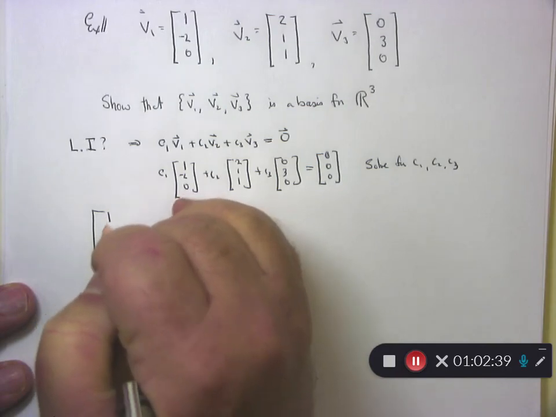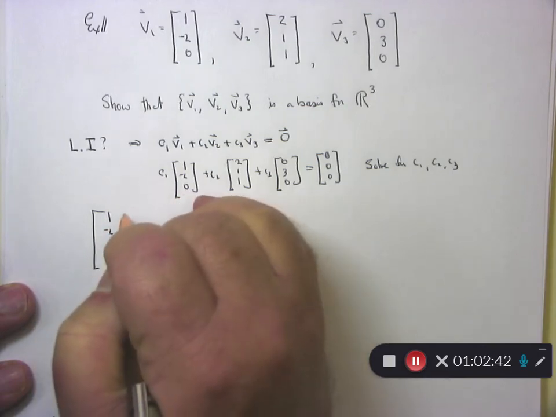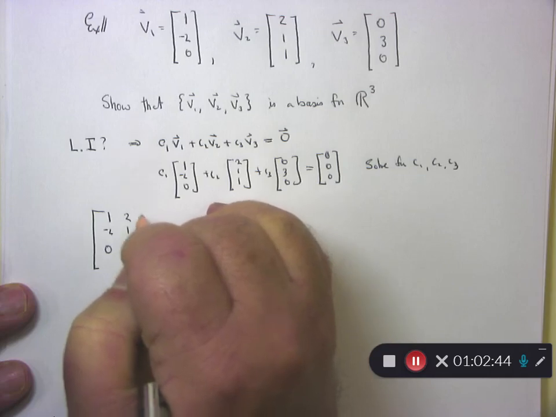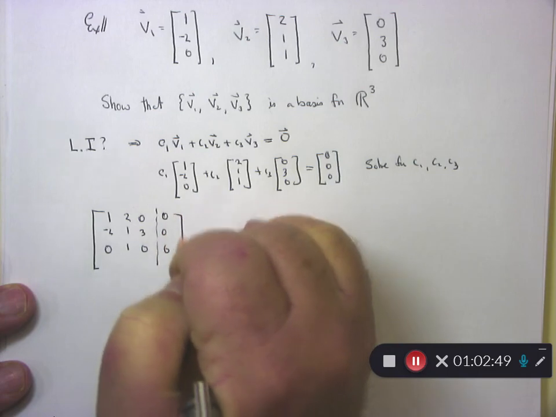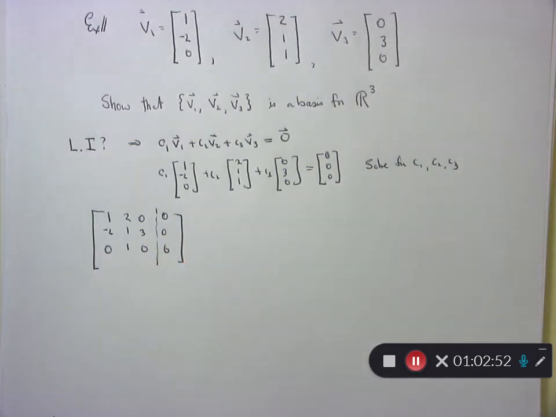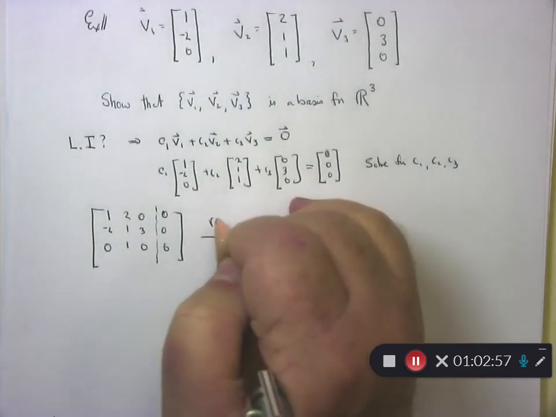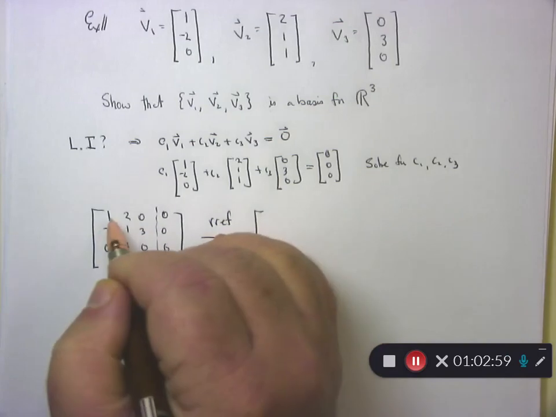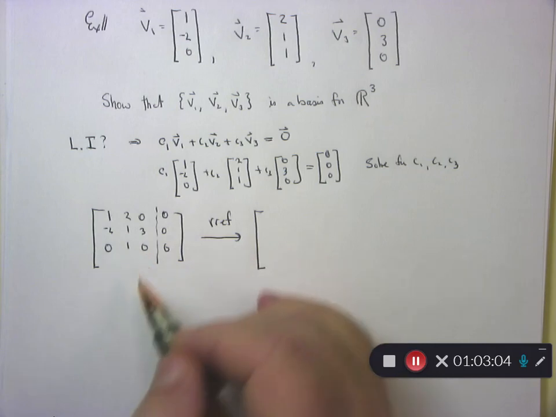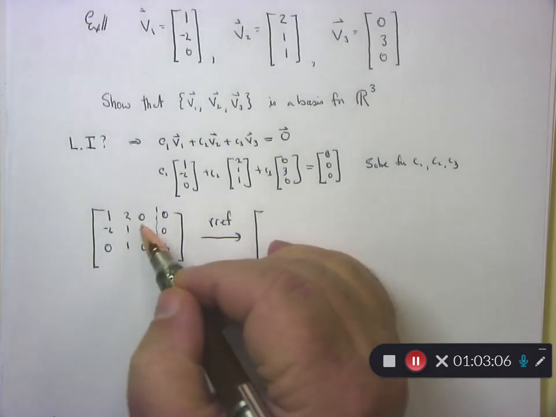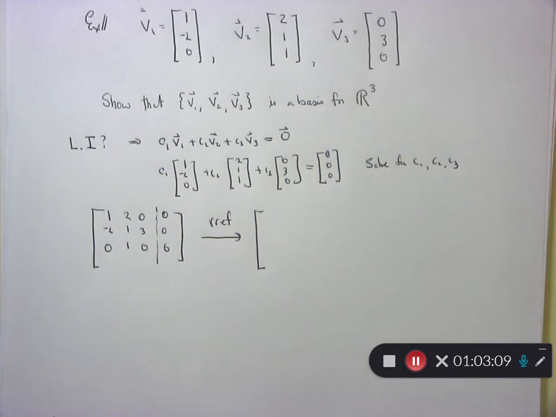So you end up getting 1, negative 2, 0, 2, 1, 1, 0, 3, 0, augmented with 0, 0, 0, and now tell me what you're going to do. Row reduce. RREF. I would take this guy, sweep down and kill him. Then I'll find a pivot here, sweep down and kill him. Then I get a pivot down here, sweep up and kill the two above it, and take this guy and sweep up and kill the other. Does that make sense?